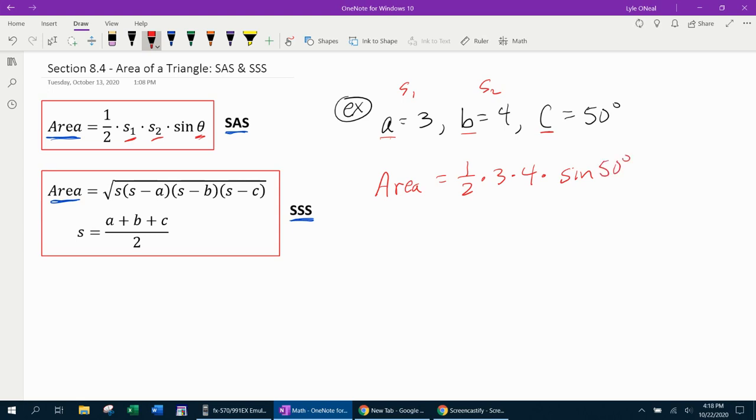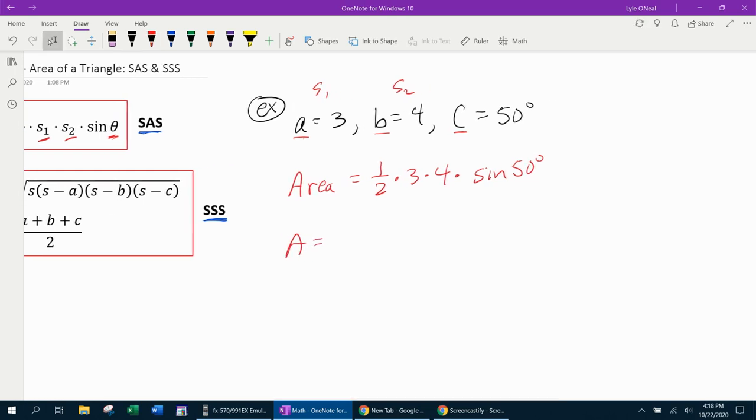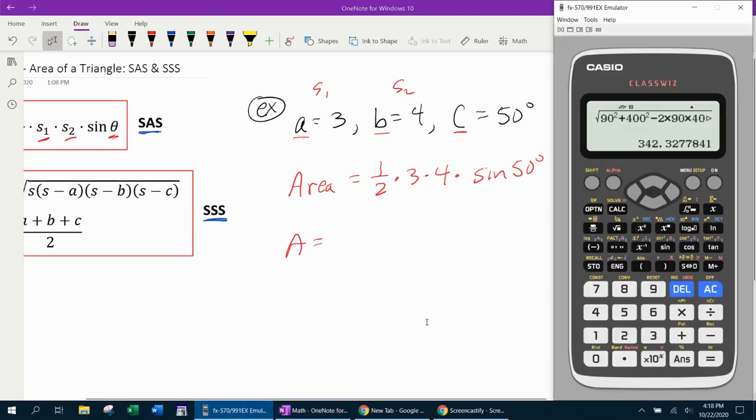Theta is your angle. And then once we plug into the formula, all we have to do is pull up the calculator and calculate that. So we're going to do 1/2. Hey, if you want to do 0.5, that's the same. 0.5 is okay. Times 3 times 4 times sine of 50. Remember that you do need to be in degree mode since our angle is in degrees.